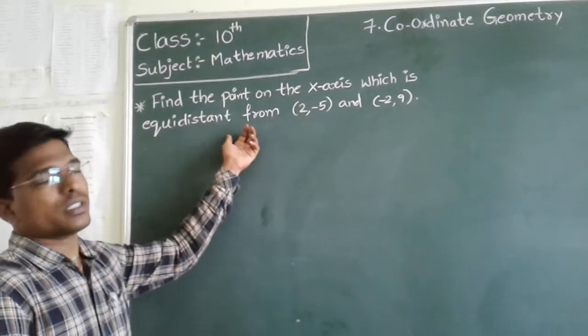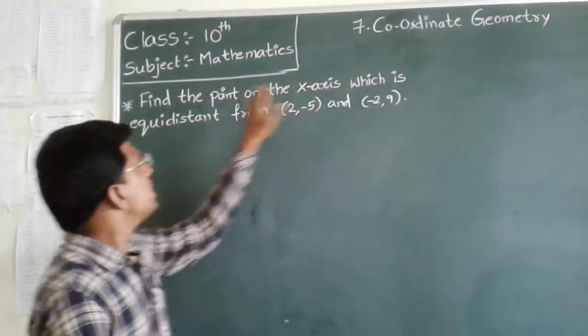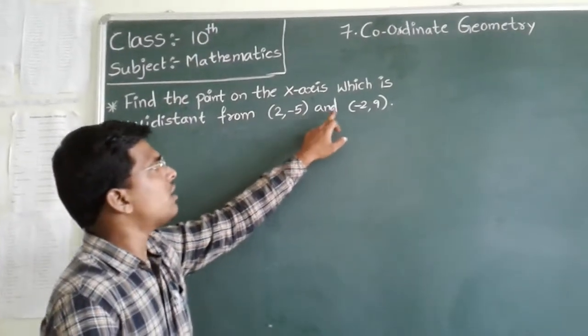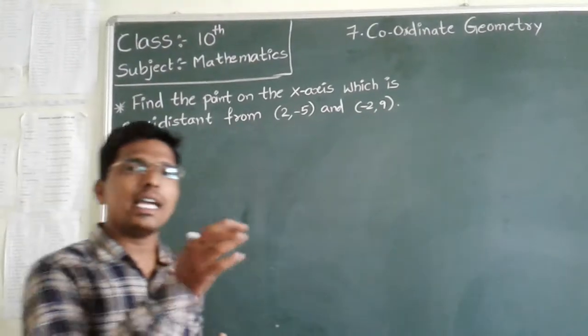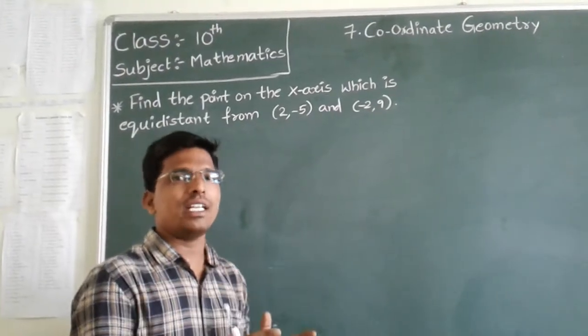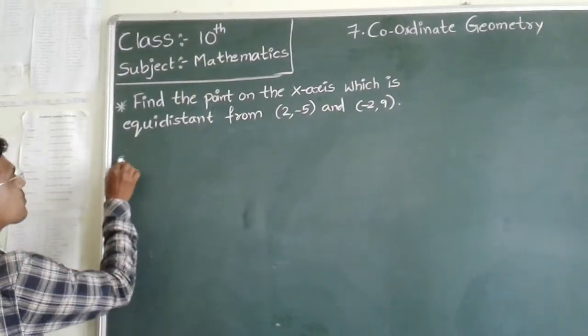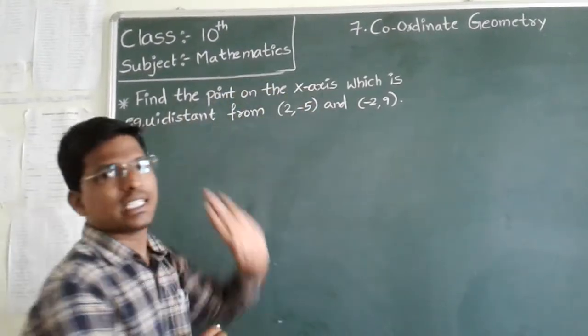So, this is the first question. Find the point on the x-axis which is equidistant from (2, -5) and (-2, 9). So one point is lying on the x-axis which is equidistant from these 2 points. Solution: we should find the point which is lying on the x-axis.